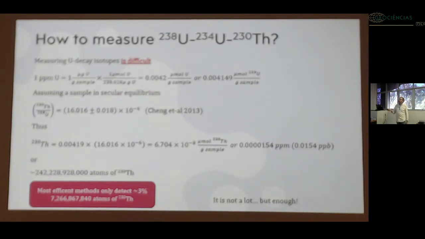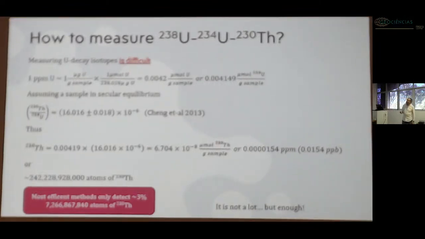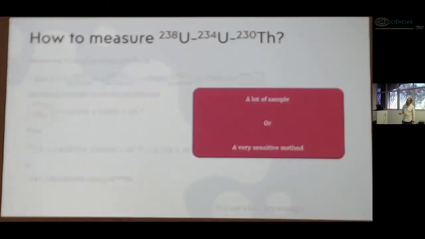And this is on the model, under ideal conditions. If you have, let's say, 50 ppb of uranium in your samples, divide this by 20, and if your sample is a Holocene sample, then further divide it by 10. So the amount of thorium-230 that you can measure becomes less and less. Basically, you need either a lot of sample or a very sensitive method.